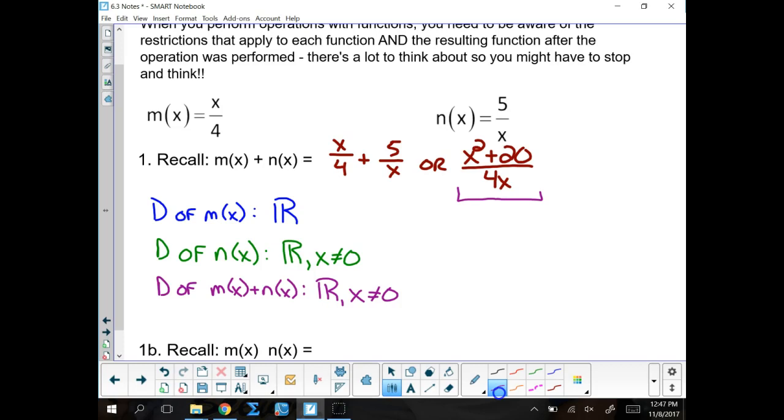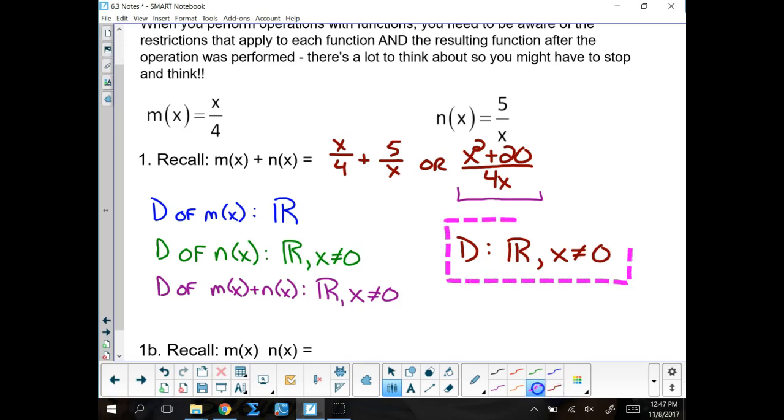So, first input, I'm okay with. There's no restrictions. Second input, I can't have 0. Third input, still can't have 0. So the domain of my composition is all real numbers, but x cannot be 0. It's a lot of logic. It's what's going into it that makes it not work.